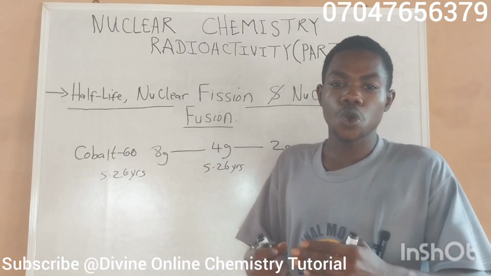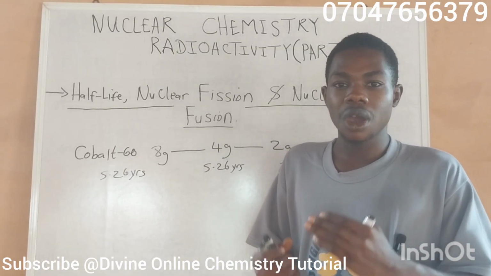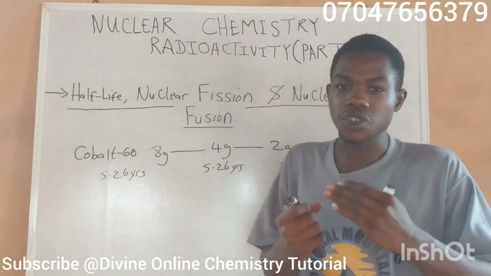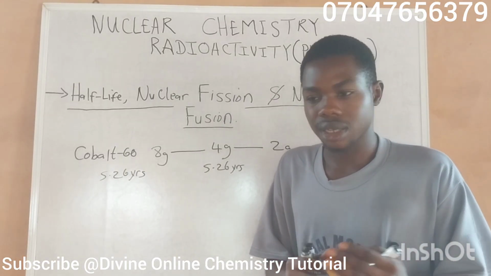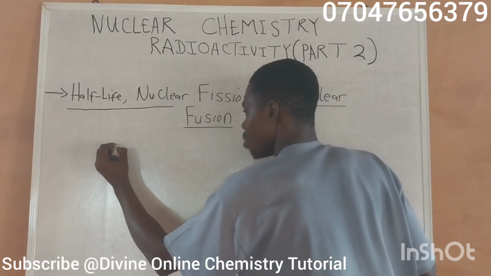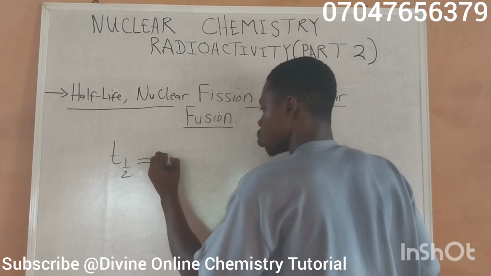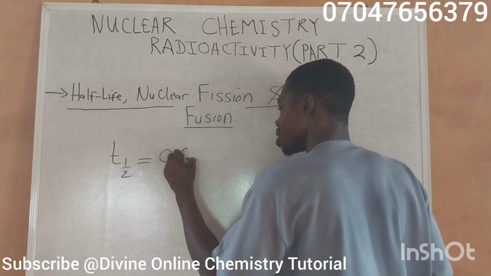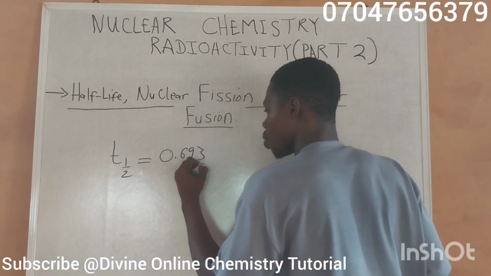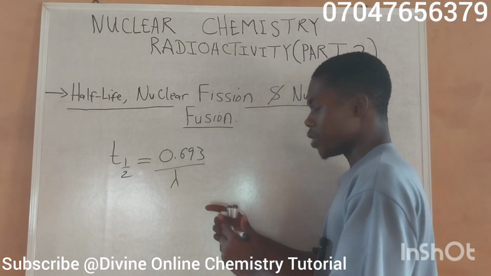From here, we'll be moving straight to the formula for calculating half-life. So I'll be introducing the formula right now. Take note of this formula, where we have T half equal to 0.693 over lambda.